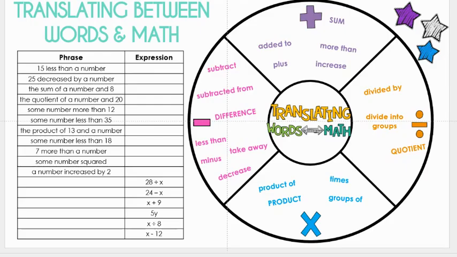So, today we're going to talk about translating between words and math. And here on the screen, you can see that I have an example of a wheel that I used with my students when we would first start talking about translating between words and math. And so we took the time to identify words for each operation. So we have addition, subtraction, multiplication, and division. And you can see the different words we have on screen.